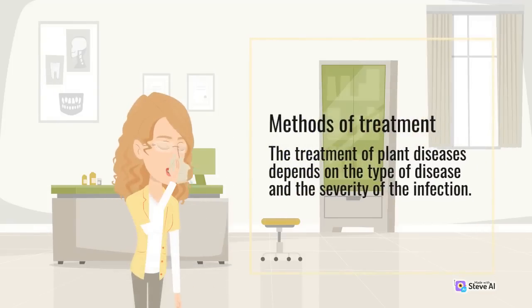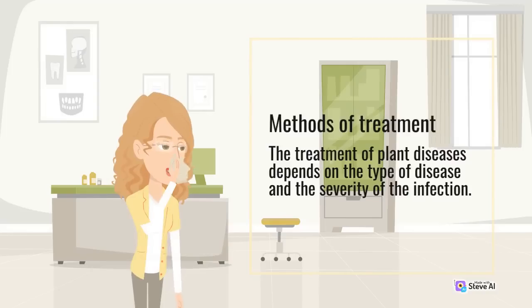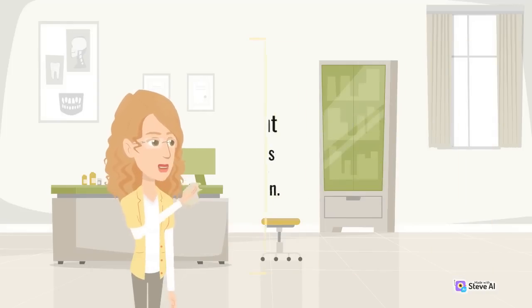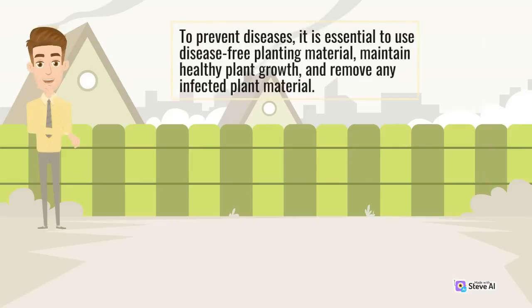Methods of treatment. The treatment of plant diseases depends on the type of disease and the severity of the infection. In general, prevention is key to minimizing the impact of plant diseases. To prevent diseases, it is essential to use disease-free planting material, maintain healthy plant growth, and remove any infected plant material.